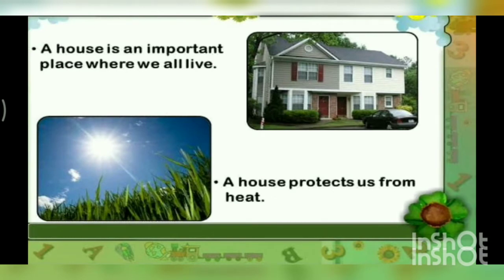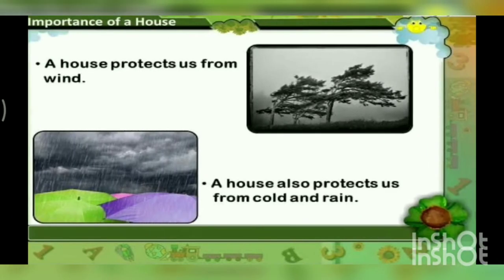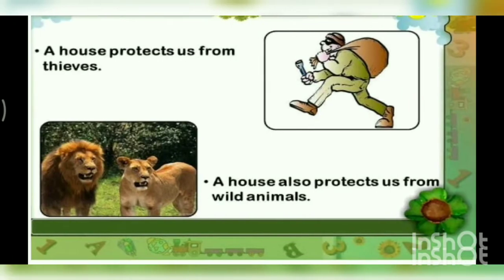As you see in this picture, a house is a place where we all live in. And why do we need a house to live in? Because a house protects us from heat. A house protects us from the cold and rain, from wind, from thieves and also from wild animals.